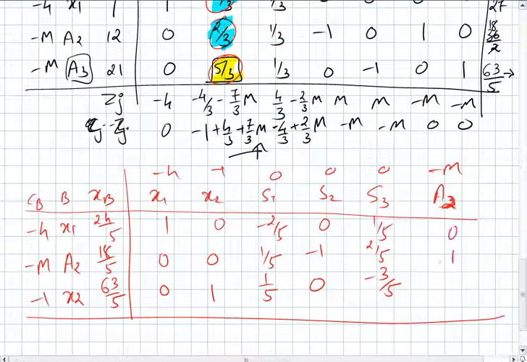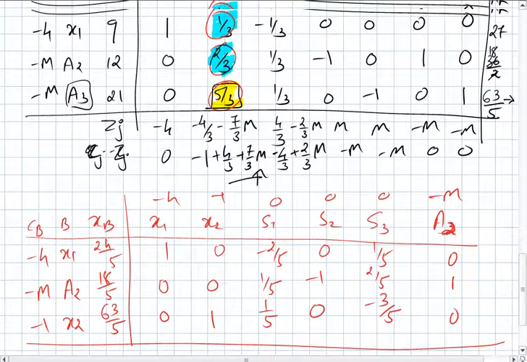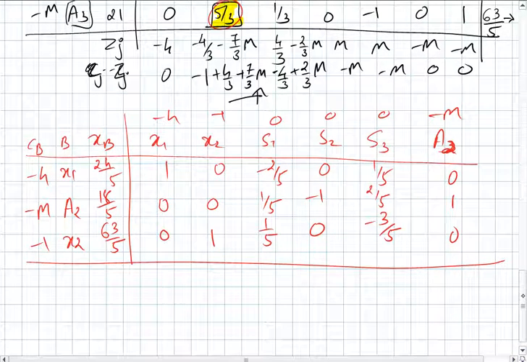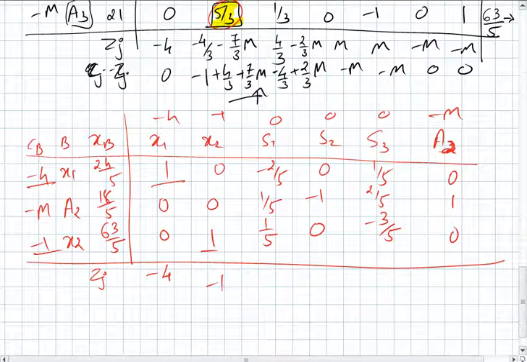Here it will be 1, 0, 0 because it is not going to be changed. Okay, so now we evaluate Zj. So the Zj's are minus 4 times 1, so it is minus 4, minus 1 times 1, it is minus 1, minus 4 times 2 by 3, so it is 8 by 5 and minus m by 5 and plus 1 by 5, sorry, minus 1 by 5.